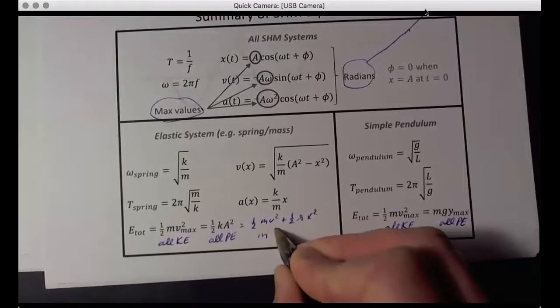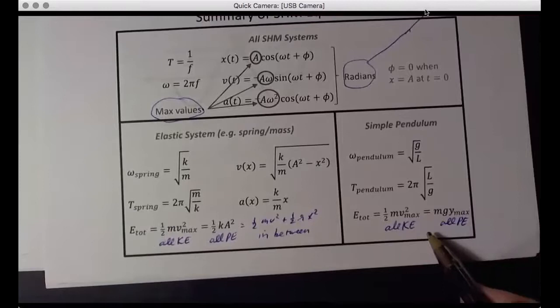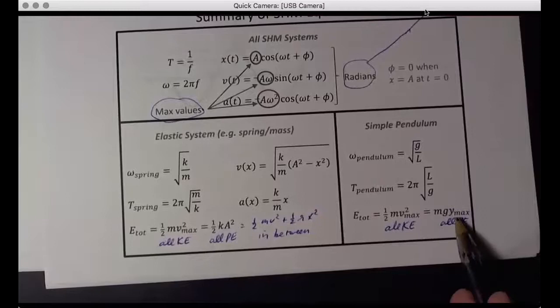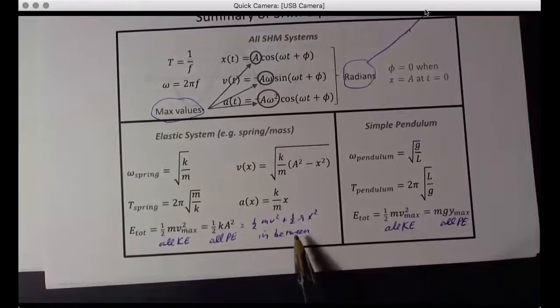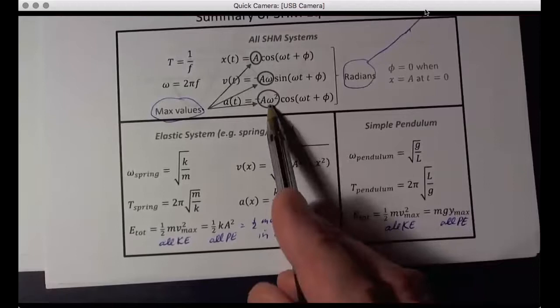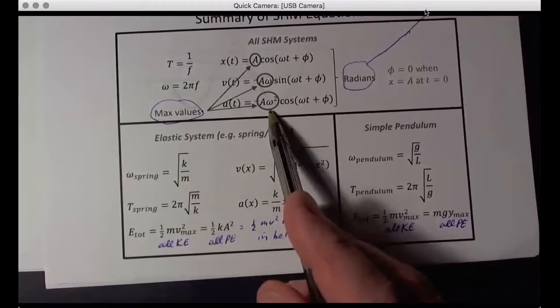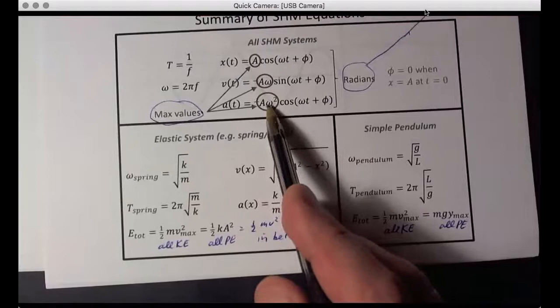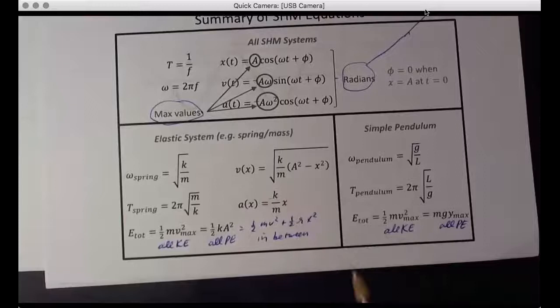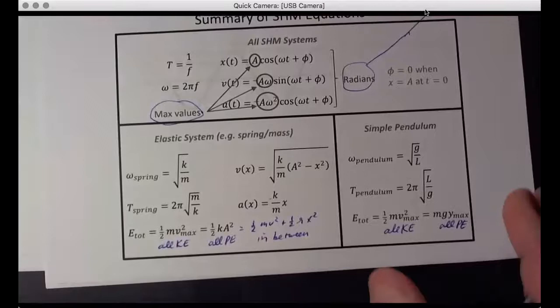You can do the same thing over here. So it's going to be somewhere in between. This one, of course, would be 1/2 mv squared plus mgy, not y max, for the in-between case. Most of these things just follow from this simple rule here. This follows from that, and omega squared is k over m. Hey, look, k over m times x is equal to omega squared x. Technically, there's a minus sign in there. And so magnitude, that's what you get. So that is our oscillations.